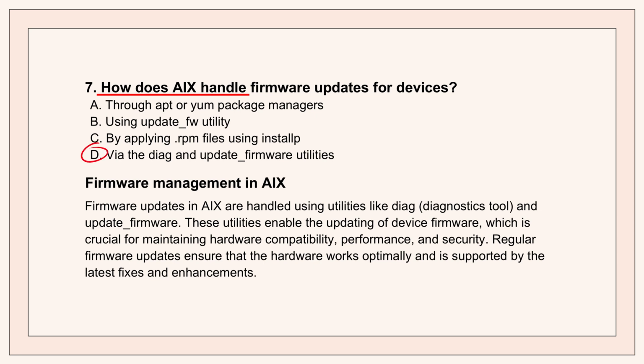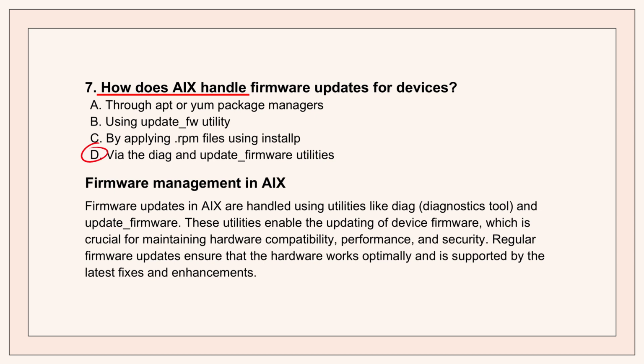Firmware. That's the really low-level stuff baked into the hardware, right? Why these specific tools, diag and update firmware? Yeah, firmware is critical. It's the code on the network card or the disk adapter, etc. Updating it fixes bugs, improves performance, sometimes patches security holes at the hardware level. Okay. AIX usually uses this two-step approach. diag is the diagnostic tool. You can use it to check current firmware levels and sometimes initiate the update process. And update firmware, that's the utility that actually applies the new firmware code to the device.